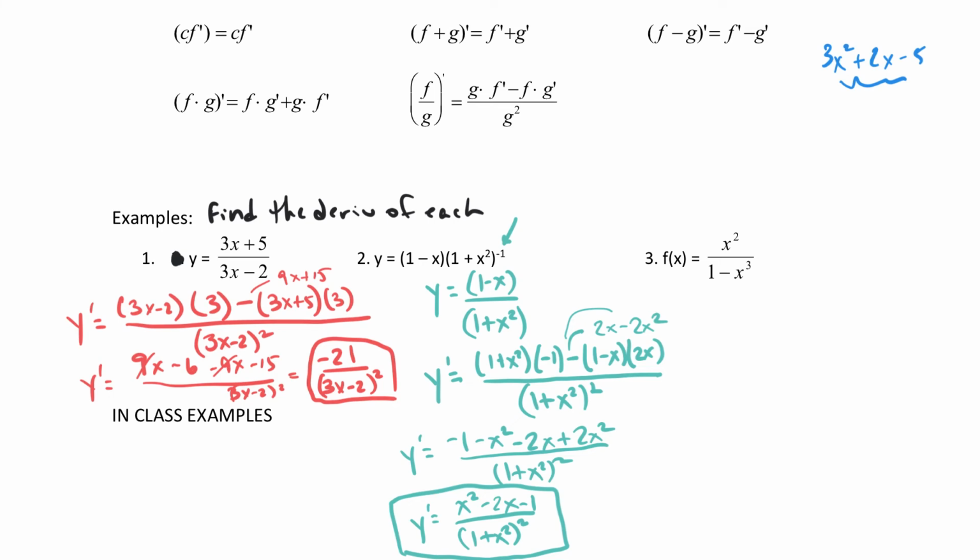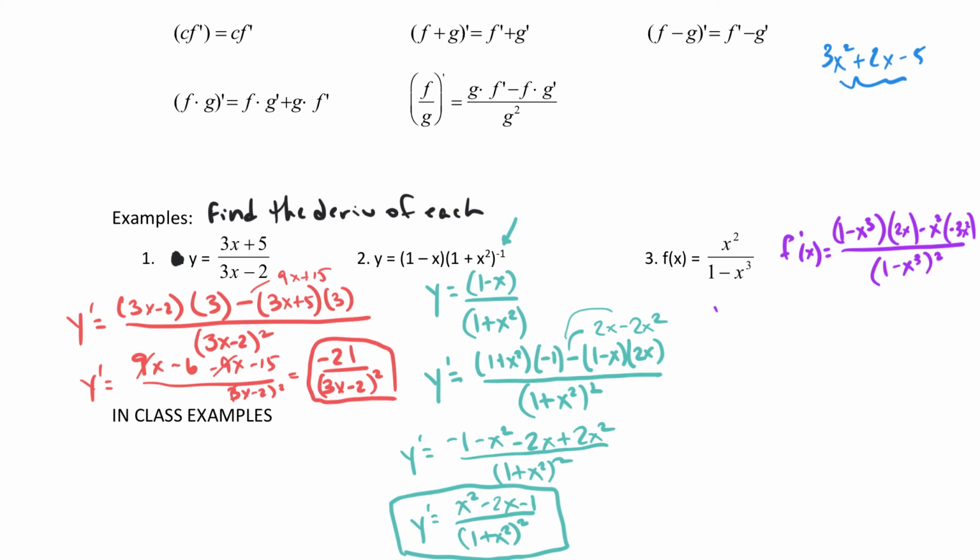Okay, so again, we are going to need the quotient rule. So f prime of x will be the bottom, 1 minus x cubed, times the derivative of the top, which will be 2x, minus the top, which will be x squared, times the derivative of the bottom, which will be negative 3x squared, all over the bottom 1 minus x cubed squared.